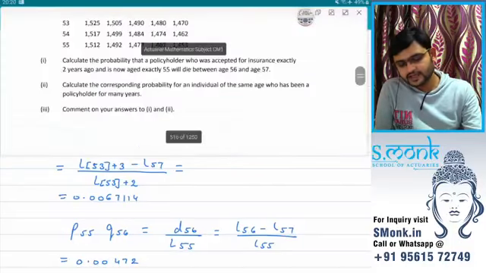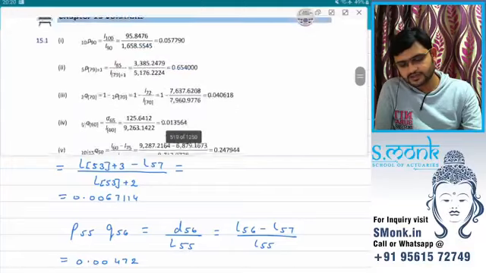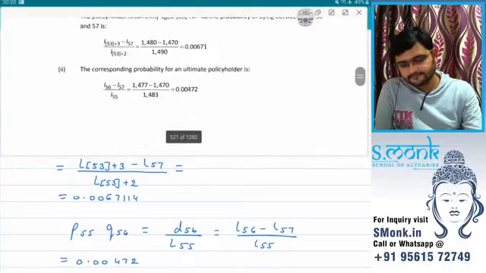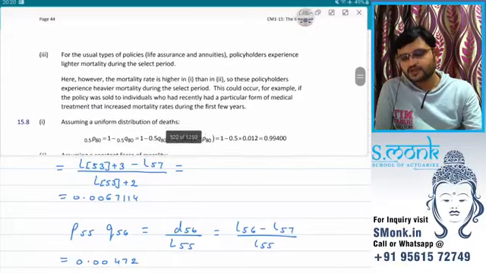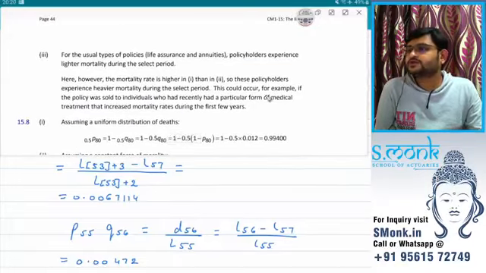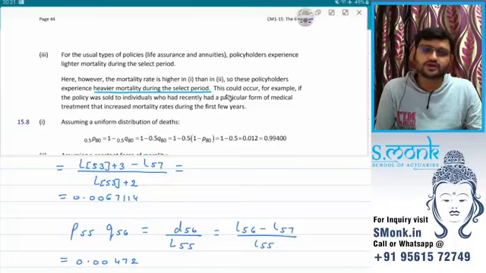Let's see what exactly they are asking, commenting. Let's just read that. For the usual type of policies, that is life insurance and annuity, the policyholder experiences lighter mortality during the select period. That is just usually what we see. Here, however, the mortality rate is higher in first than in second. So these policyholders experience heavier mortality during the select period. That is what we were talking about, right? Mortality rate is higher during the selection period.